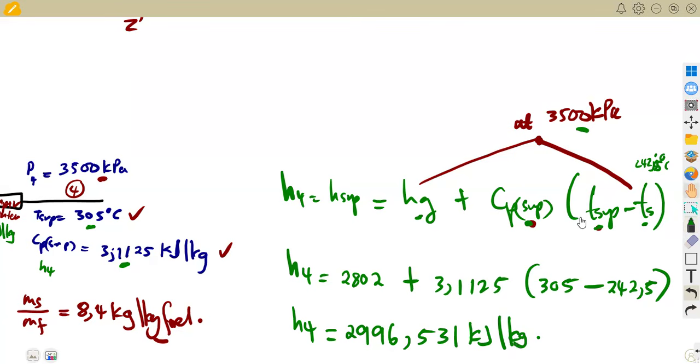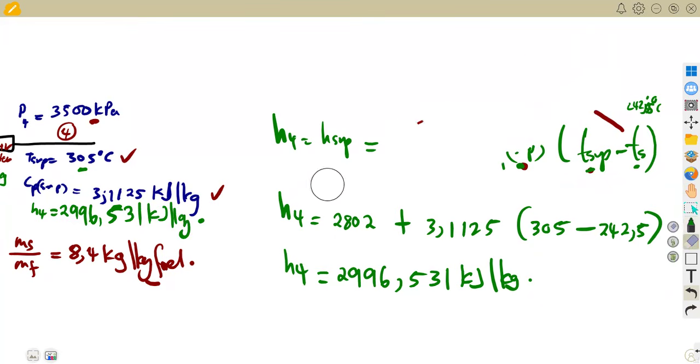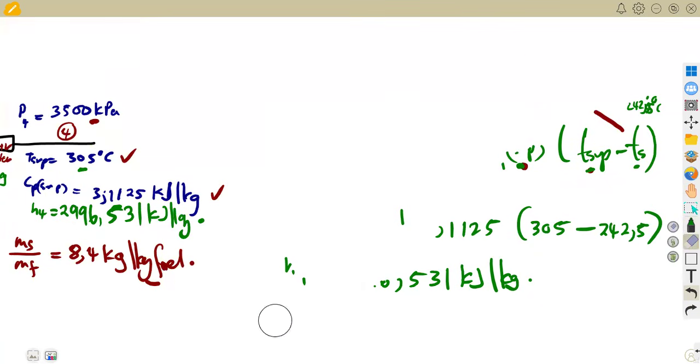Like I said, guys, I used my values to 3 decimal places already. So we have H4 here, that is 2996.531. All right, there we are. We are done. So this H4 represents our H sup.